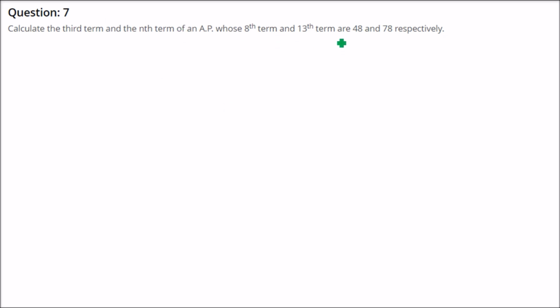Calculate the 3rd term and the nth term of an AP whose 8th term and 13th term are 48 and 78. Calculate the 3rd term. So A3 needs to be found out, and the nth term of an AP whose 8th term and 13th term are given like this. So we'll start with the 13th term. A plus 12D equal to 78. And what is the 8th term? A plus 7D equal to 48.